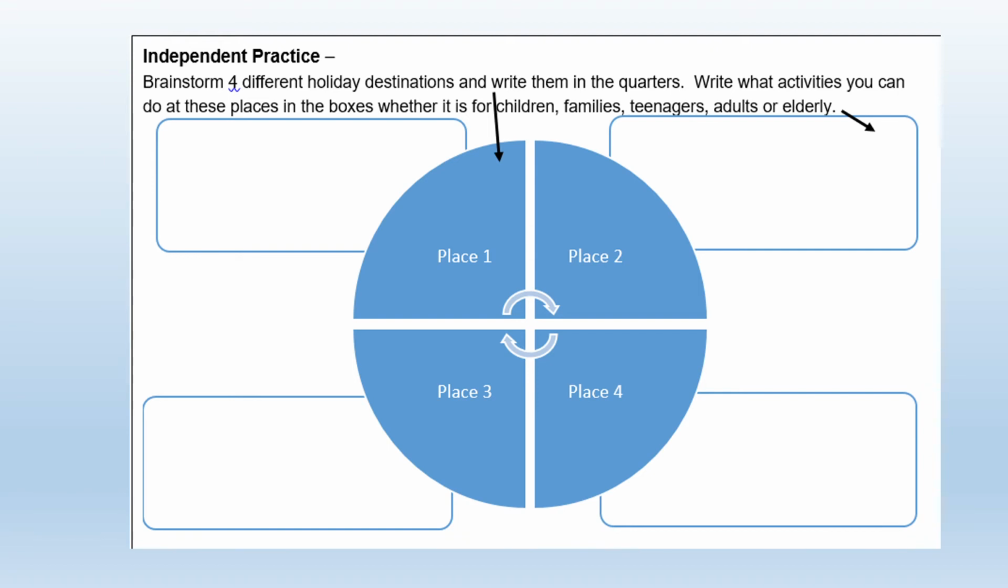At the very bottom of the box, you need to write down who the intended audience would be for that place. Is it the elderly? Is it adults? Is it teenagers? Is it families? Is it children? Think about that when you choose your holiday destination. So you come up with 4 different holiday destinations, and then you choose which one you think is the best.